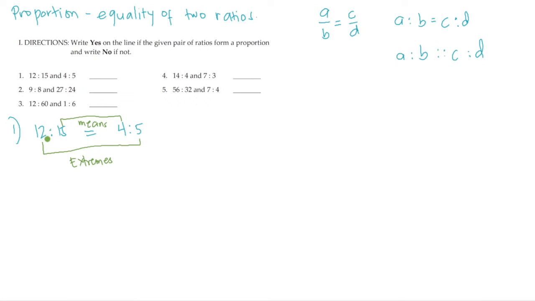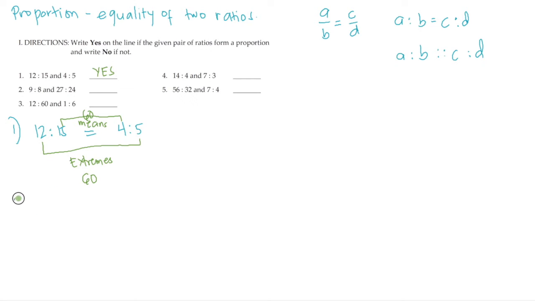Para malaman natin kung proportion siya, dapat kapag minultiply natin yung dalawang number ng means at dalawang number ng extremes, equal po sila. In this example, if we multiply 12 times 5, we have 60. And 15 times 4 is 60 as well. Therefore, this is an example of proportion.